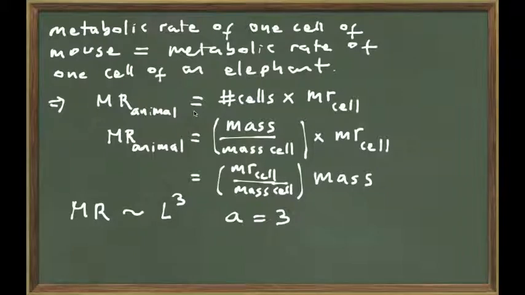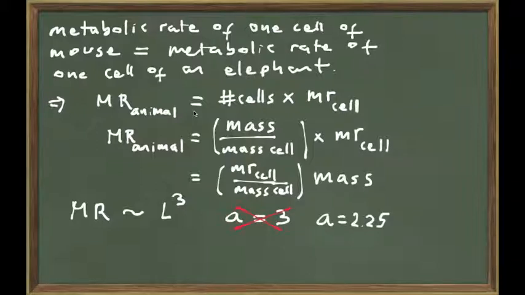So if that were true, then the metabolic rate should scale like the mass, and mass scales like the third power of the linear dimension, right? So when you measure metabolic rate, in this table that I showed you before, you would have expected that the metabolic rate would have an A equal to 3, but it isn't. It's 2.25. That's what we saw in that table.